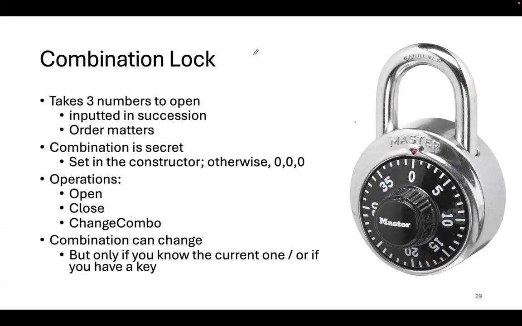And so if, for example, your combination is 1, 2, 3, that's different from the combination 3, 2, 1. That's different from the combination of 2, 1, and 3, right? Those are all completely separate combinations. If your combo is 1, 2, 3, then inputting 2, 3, 1 is not going to get you into your locker. Fun fact, if you're in discrete math, we will talk about this. These are what are called permutations.